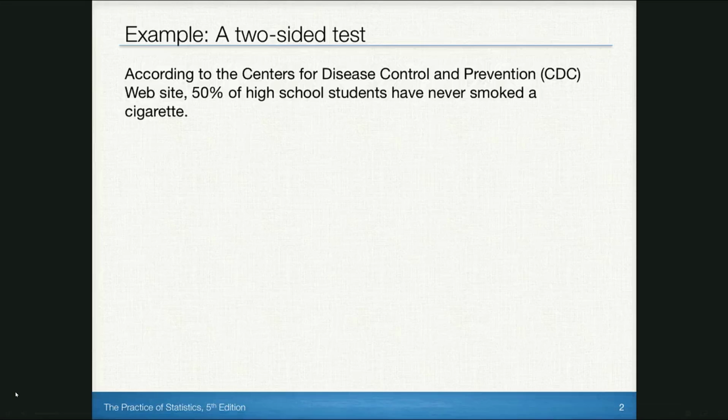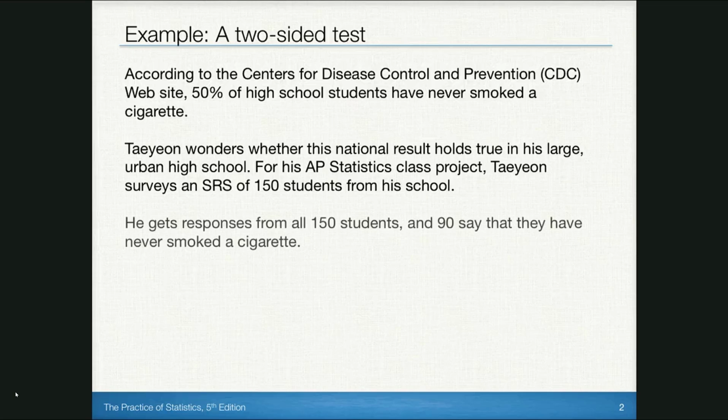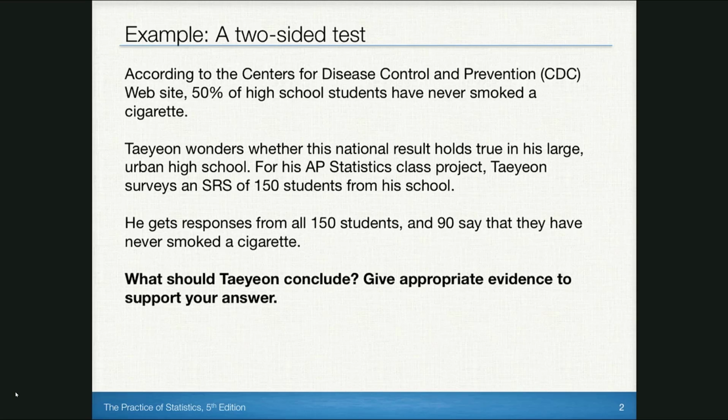In this example, we'll take a look at a two-sided test. According to the Centers for Disease Control and Prevention, the CDC website, 50% of high school students have never smoked a cigarette. Taeyeon wonders whether this national result holds true in his large urban high school. For his AP Stats class project, Taeyeon surveys an SRS of 150 students from his school. He gets responses from all 150 students, and 90 of them say they have never smoked a cigarette. So what should Taeyeon conclude? Make sure to give appropriate evidence to support the answer.